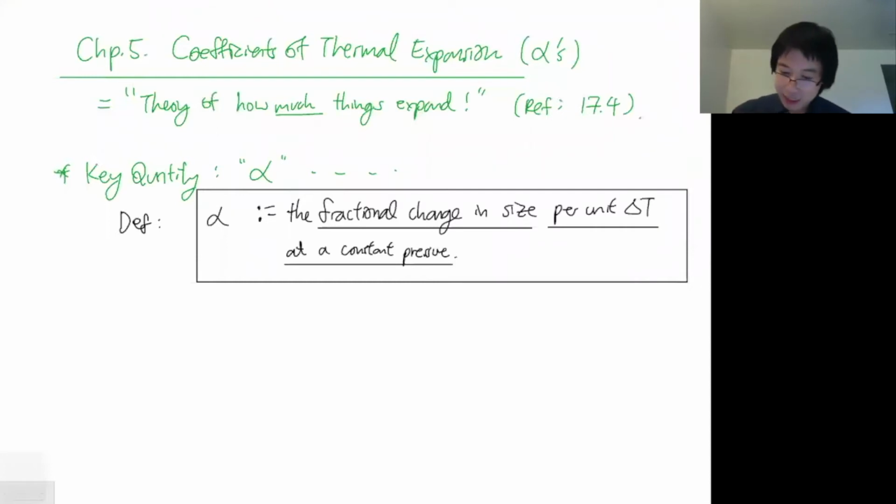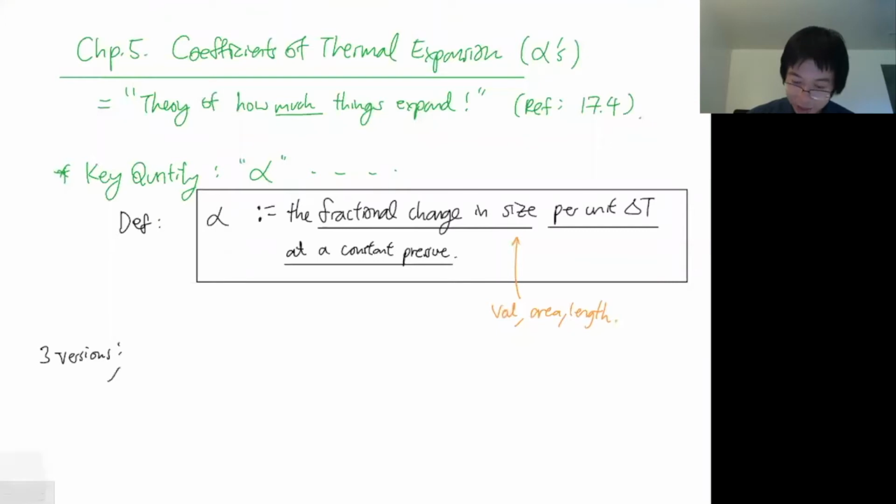The next part is size and fractional change in size. First of all, what do we mean by size? That could mean volume, area, or length. It could mean any of these, and in fact, each one corresponds to a special coefficient. So there are three versions.